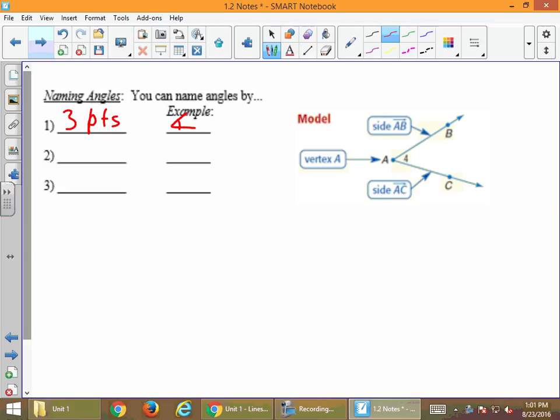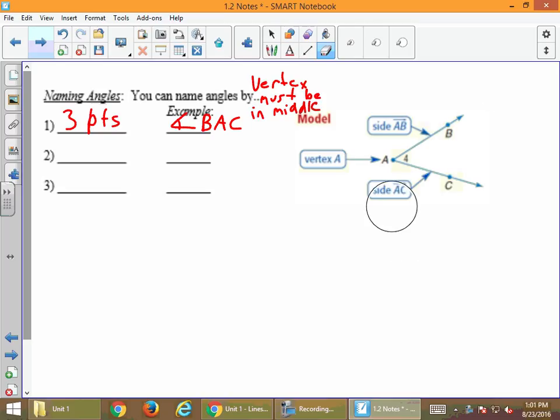I like the letters you said. They have to be in a specific order. Oh, BAC. Now, the reason it has to be BAC is because the vertex has to be in the middle. So I make a little note right here. If you're going with 3 points, the vertex must be in the middle. So ABC would not work, because that would put the B up here and it would make almost a triangle kind of thing. We're not working with that yet. You could call it BAC.